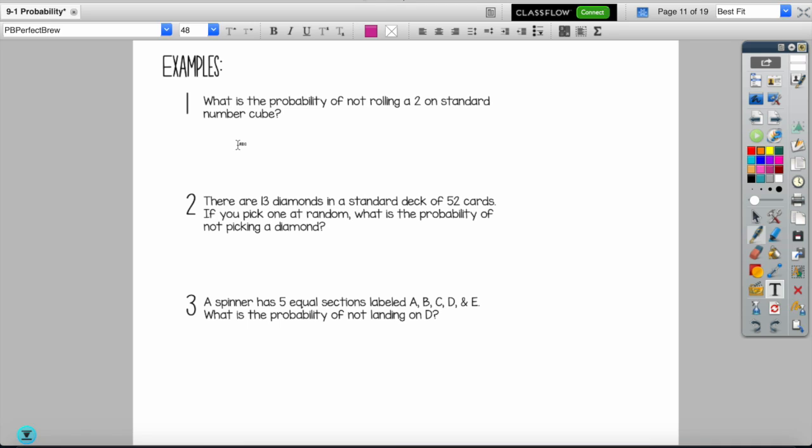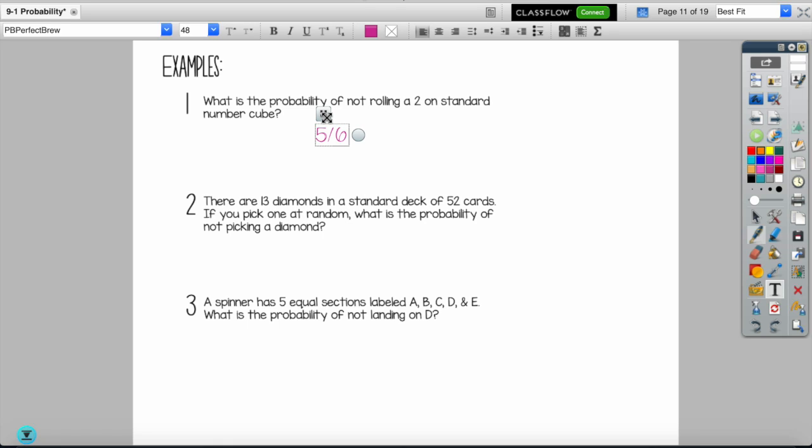What's the probability of not rolling a 2 on a standard number cube? Well, very similar to not rolling a 5, like the other example we had. And yes, that is 5/6. There's only one side that has this 2 on it, and so there are 5 other sides that don't have a 2. So the probability is 5 out of 6.